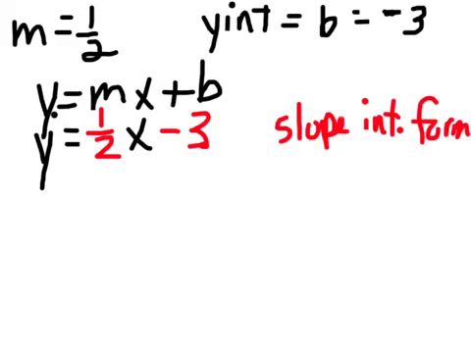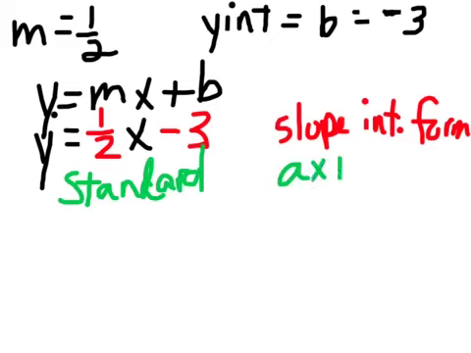But the directions said they wanted it in standard form, and we just went over standard form at the beginning of the video, so look back at those notes if you need to. All right, so that means that I want it in ax plus by equals c form. Put the x and the y on the same side, and remember, a has to be positive, and no fractions.